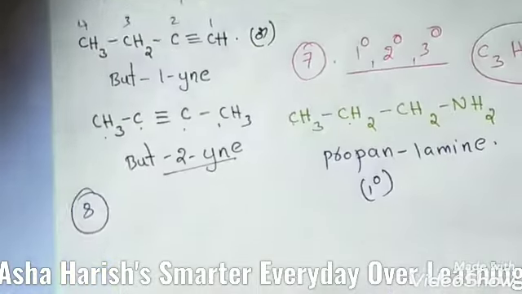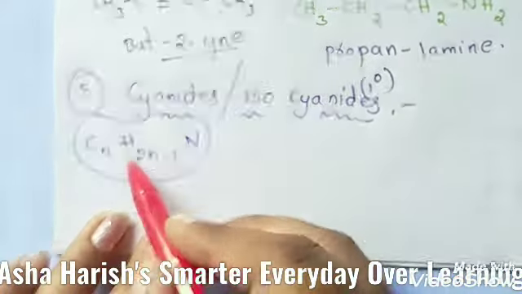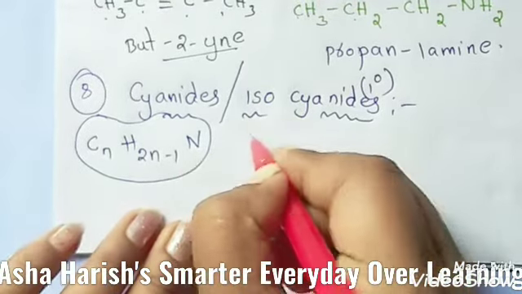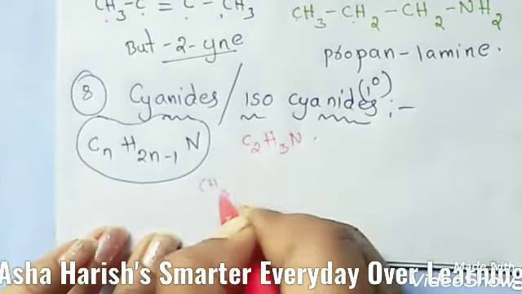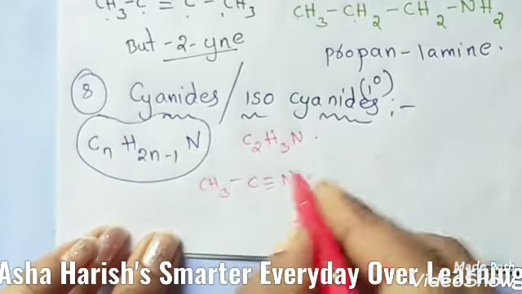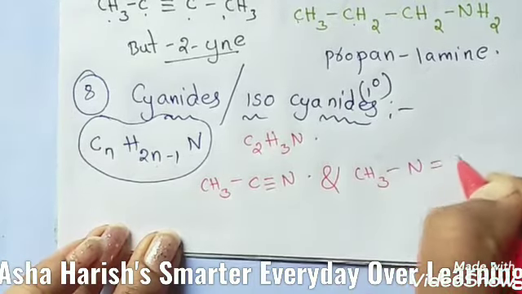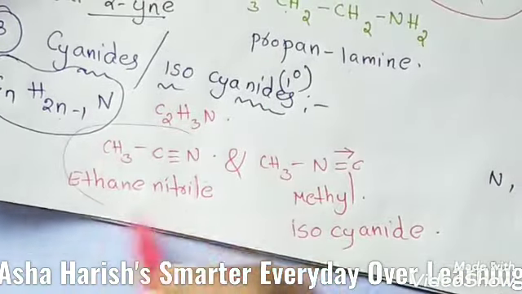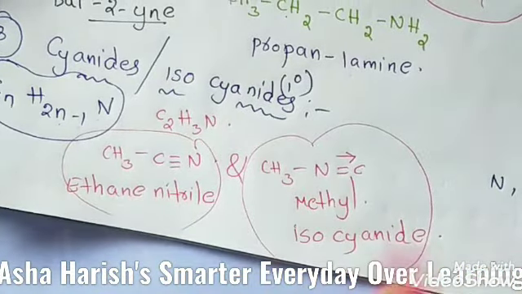Okay students, now we shall go for the 8th one, number 8: cyanides and isocyanides. Here is the general formula, CnH2n-1N. Okay, this shows the functional isomerism. For example, students, say C2H3N. The structure should be CH3-C≡N. And another formula I am going to write here, CH3-N≡C, like this. The 2 names should be ethane nitrile and the next one is methyl isocyanide. Okay, these are the names of these 2 compounds.